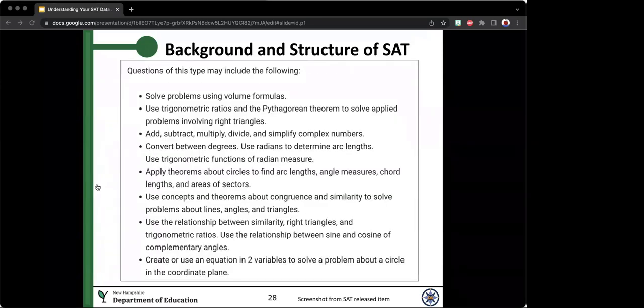And then again, they have this additional topics section. There's 6 questions overall that come from this section. 3 are in the no calculator section and 3 are in the calculator section. And these questions are going to include topics from geometry to trigonometry to radian measure and complex numbers.